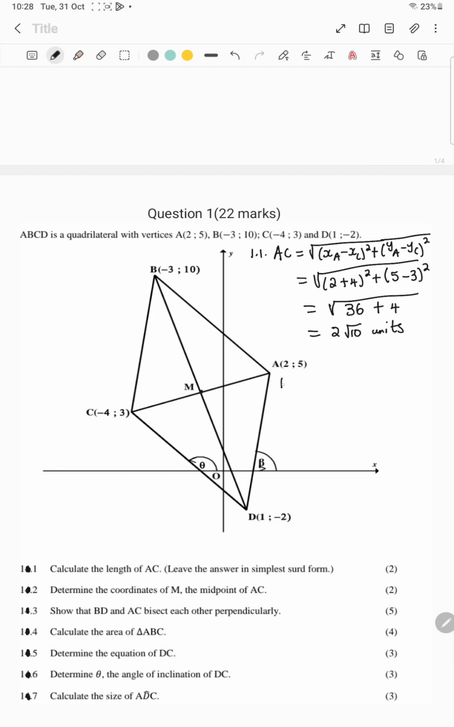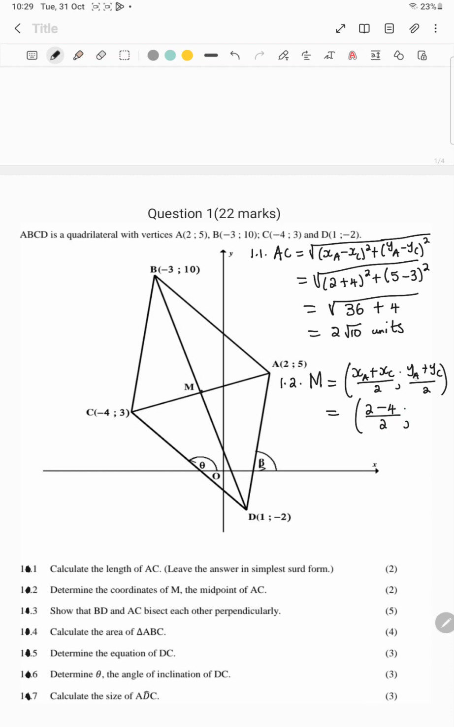And then let's move on to 1.2. Determine the coordinates of M, which is the midpoint of AC. So the midpoint formula is going to be x at A plus x at C over 2, and y at A plus y at C also over 2. This is going to be equal to my x at A, which is 2, and my x at C, which is minus 4, so they put a minus 4, over 2.